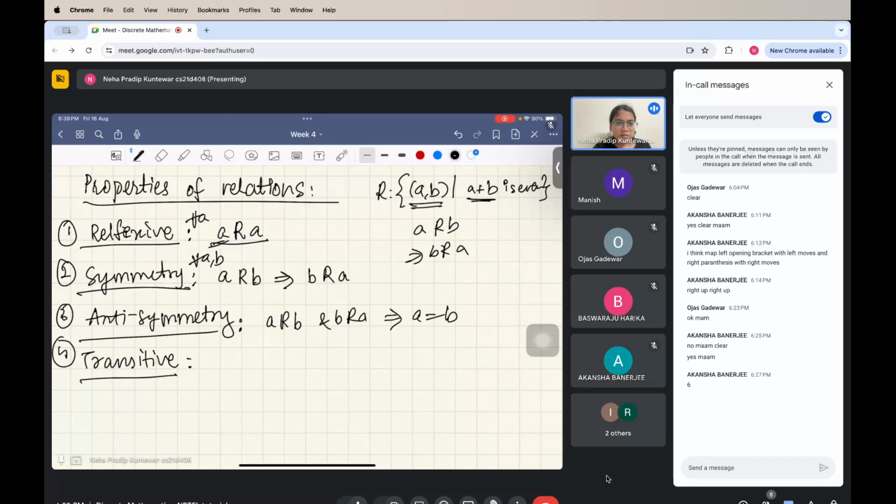And transitivity is something you must have seen already. If A is related to B and B is related to C, then by transitivity A should be related to C. It's something like, if A and B are friends and B and C are friends, then it better be that A and C are friends. If this property is satisfied, then you say it's transitive.